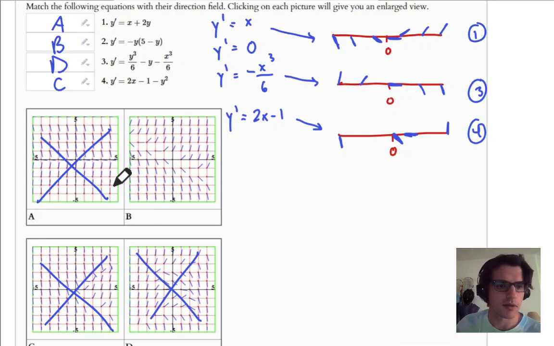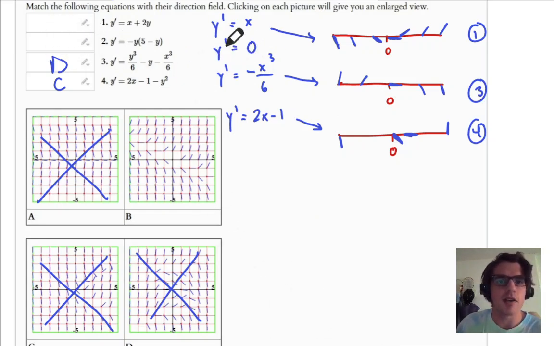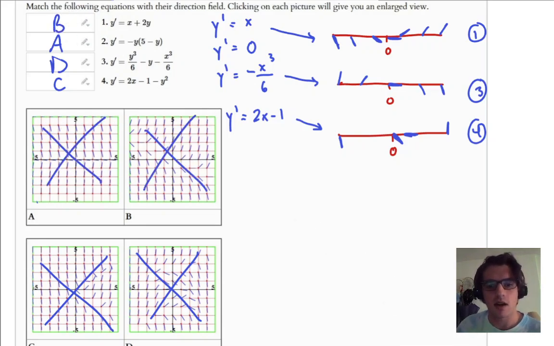I have done something wrong. What did I do wrong? Oh, I marked these wrong. This one originally that I marked as B, it is number 2, but it's actually A. Okay, sorry about that.